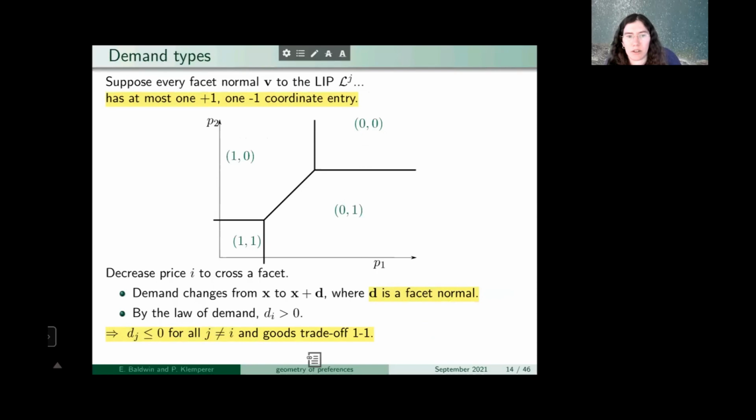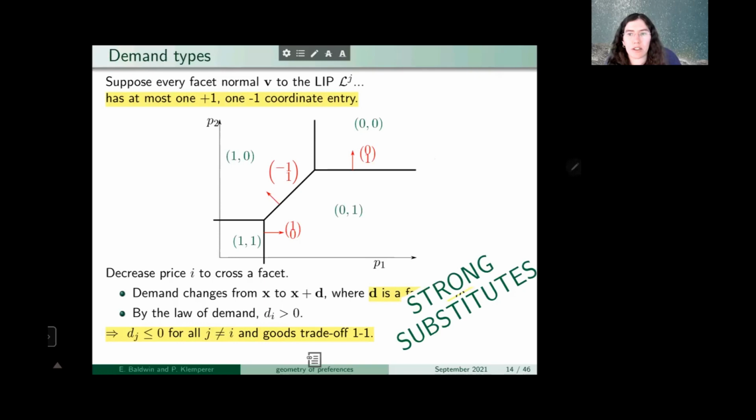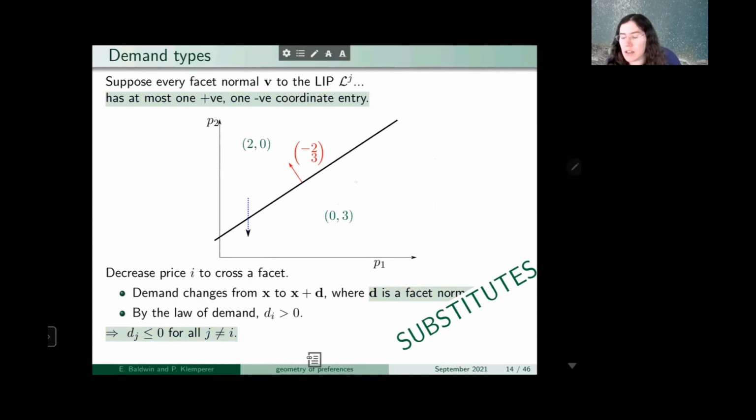Now, in the same way as before, we must have substitutabilities, but the trade-off between the goods must be one to one. This is those strong substitutes that Alex was talking about yesterday. That's the case when it's not just the goods that are substitutes, but every unit of every good is a substitute. So if we look back at this picture, we see that we're changing from demanding something else to demanding 2, 0. And so we only want any units of good one if we want two of them. We want both of them at once.